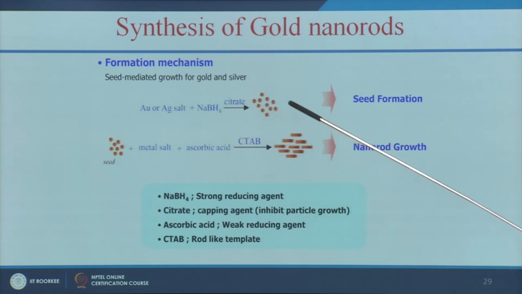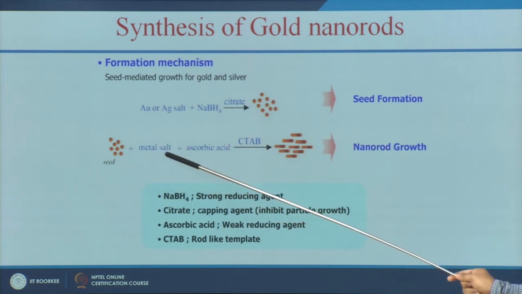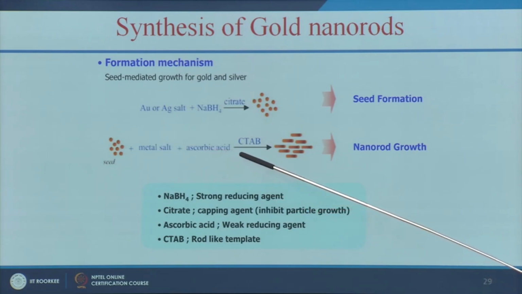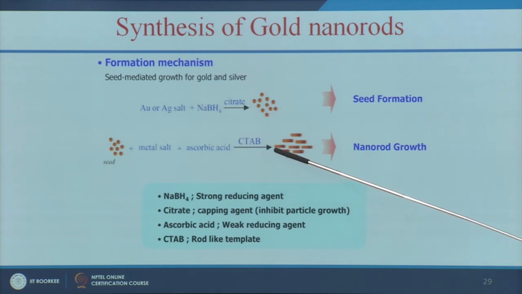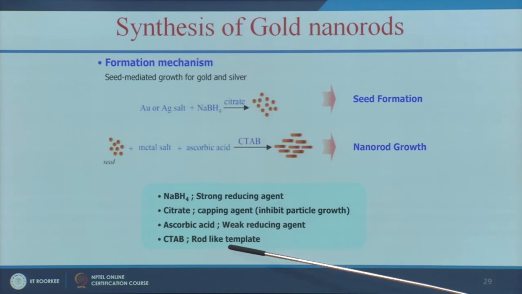So you will get the seed, and in the next step you will use the seed, then add the gold or silver salt, and you will add the weak reducing agent, that is ascorbic acid. When you add the weak reducing agent, it favors the growth. Here you are using a different kind of stabilizer, that is CTAB. This CTAB stabilizer will provide a rod-like template, so you will get a rod shape. Nanorods you will get in this step.